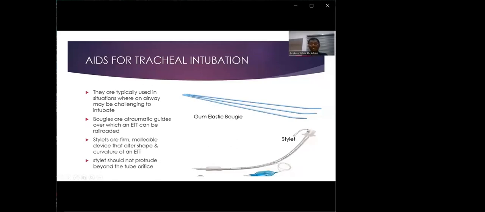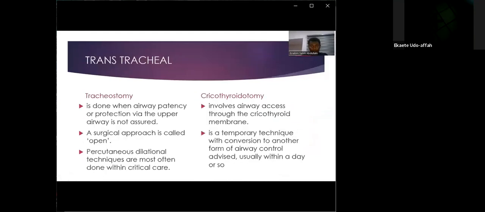Or then we have the stylets, which are firm, malleable devices that can alter the shape and curvature of the endotracheal tube. So this is an example of a tube loaded with a stylet. Here is the stylet. So with the stylet in situ, one can alter the shape of the tube to facilitate easy intubation. And then the stylet should not be allowed to protrude beyond the tube orifice. So as we can see here, the stylet terminates somewhere around here. So it should not exit through the tube orifice because it can cause trauma to the airway.